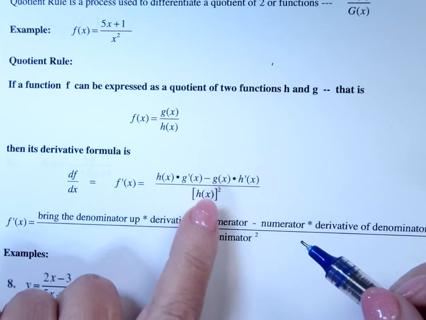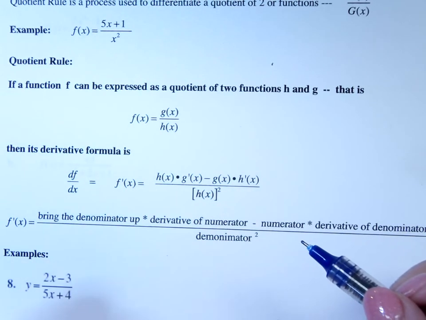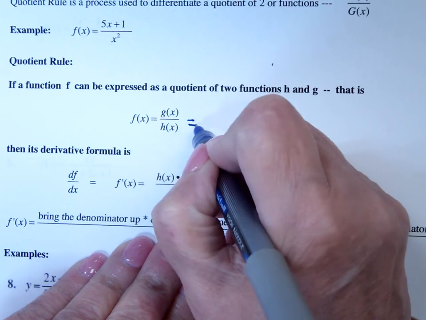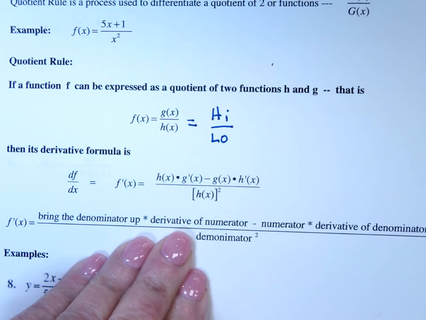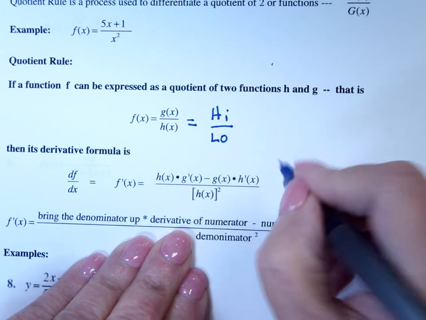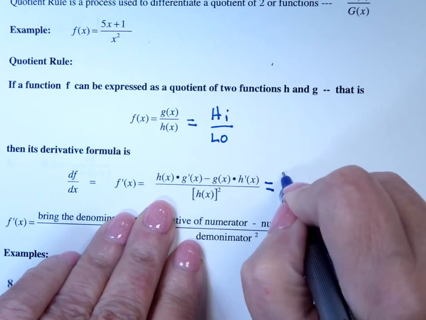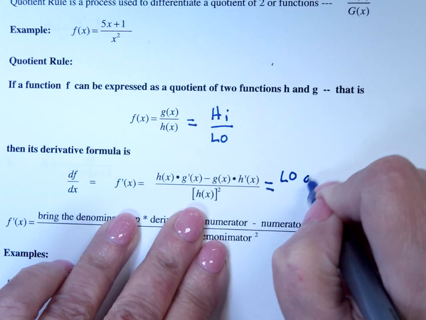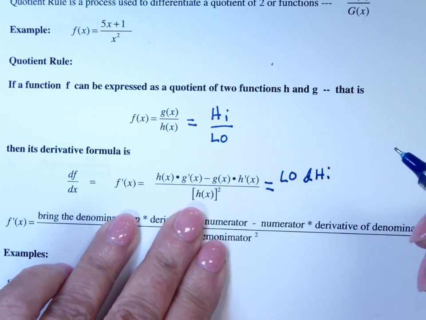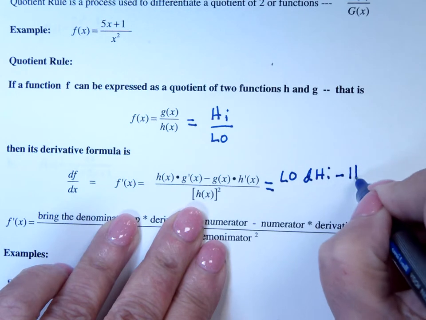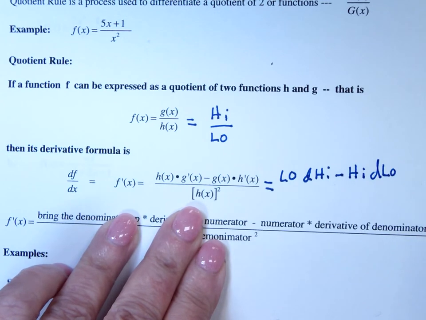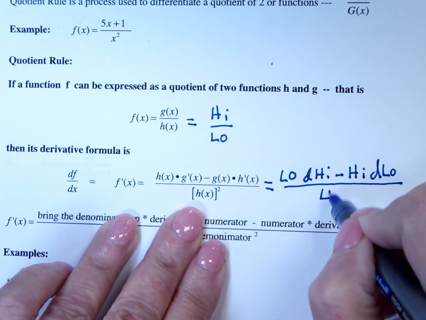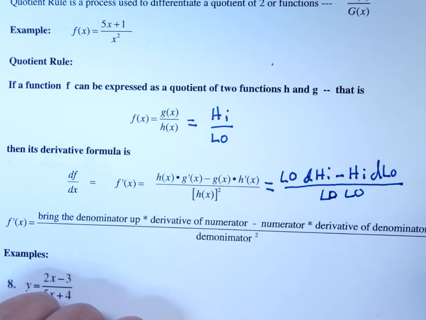Some people remember it using a yodel. Essentially this thing becomes high over low. So this becomes low, d high, that's the derivative of high, the thing on the top, minus high, d low, the derivative of the thing on the bottom, all over low, low. So the yodel is: low d high minus high d low over low, low.